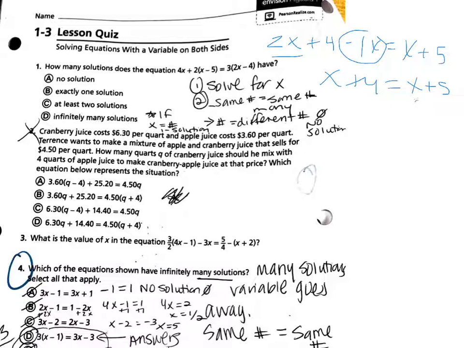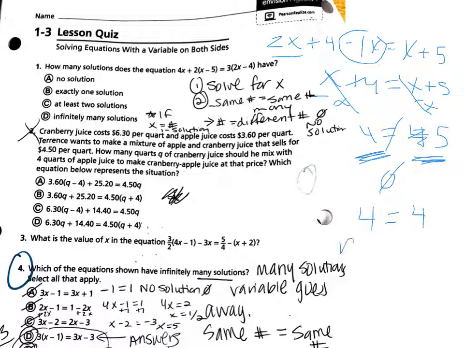So I start to solve for x. I get my x's on one side. Oh no, the x's disappear. When the x's disappear and it's one number equals a different number, like 4 equals 5, that's not true. So that's why that would be no solution. If I solved and I got, for example, 4 is equal to 4, that would be many solutions.